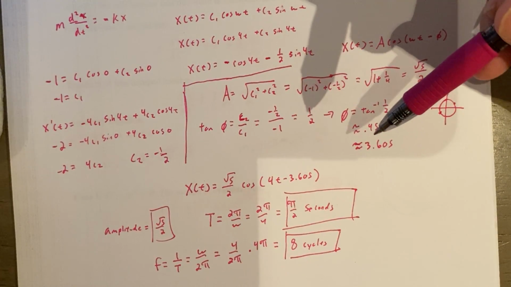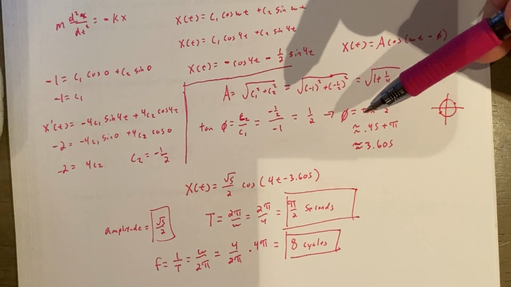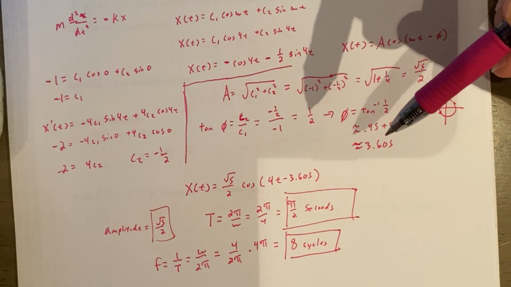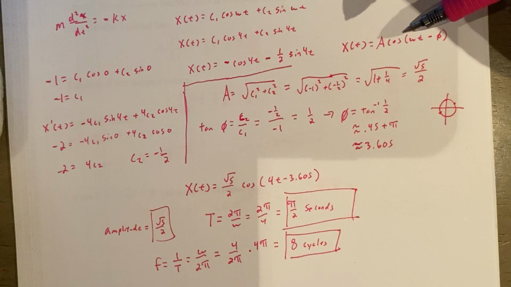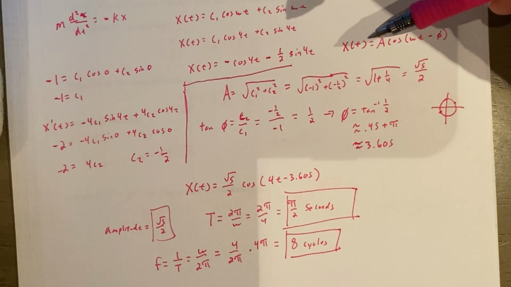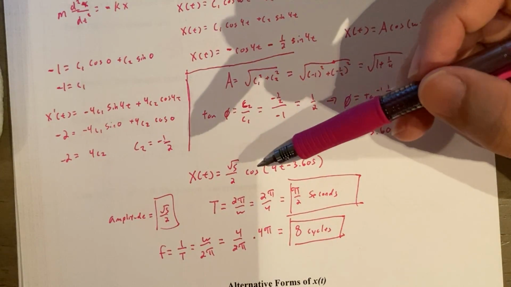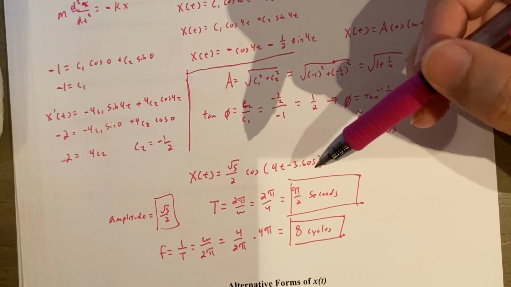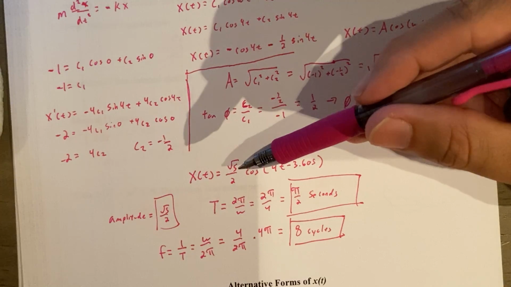So our phi, I think I've misspoken a few times with my Greek letters, but our phi is 3.605. And so now that we found our phi and our amplitude, we can go ahead and write it in this form, where x of t is equal to the square root of 5 over 2 cosine of 4t minus our phi, which is 3.605. So that means that our amplitude is the square root of 5 over 2.